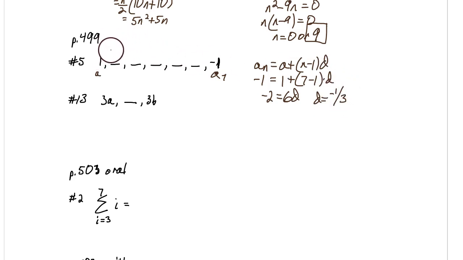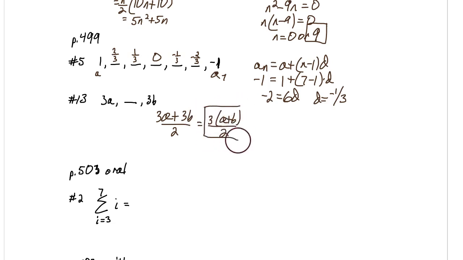Start with 1 and subtract 1/3, so that's 2/3. And then subtract 1/3, subtract 1/3, subtract 1/3, and subtract 1/3. When you subtract 1/3 again, you get -3/3, which is -1. Number 13, we want to find the arithmetic mean between these numbers. So we can add them together and divide by 2. You can leave the answer like this, or you might factor out a 3 and write the result like this.